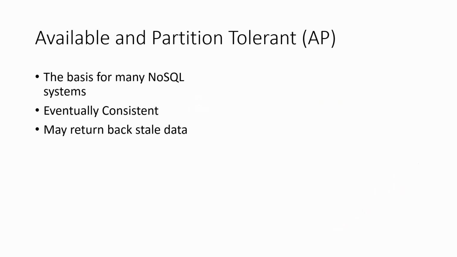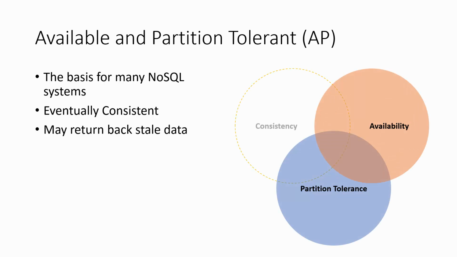And then finally, we look at the available and partition tolerant systems, or AP. Now, this is the basis for many NoSQL systems. They trade consistency in order to be available, and thus these systems tend to be eventually consistent. So in case there is a failure, or if there is a partition in the network of the system, then the system may return back stale data because it was not able to keep the data consistent.